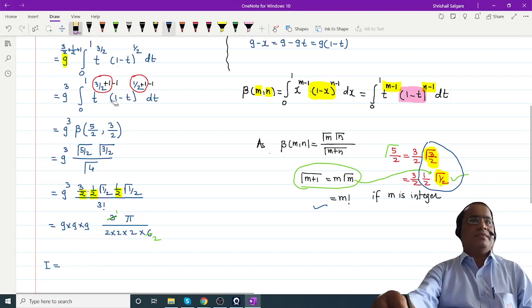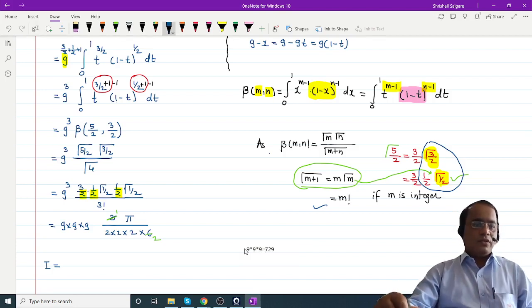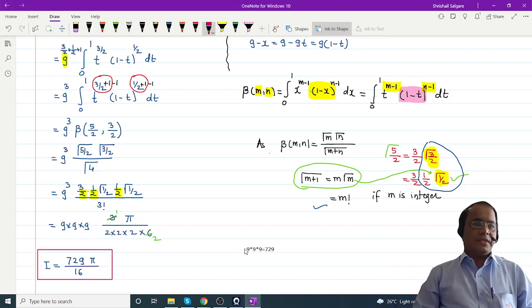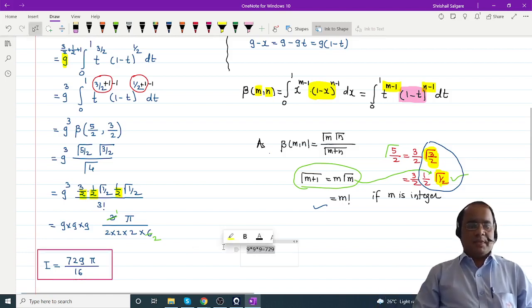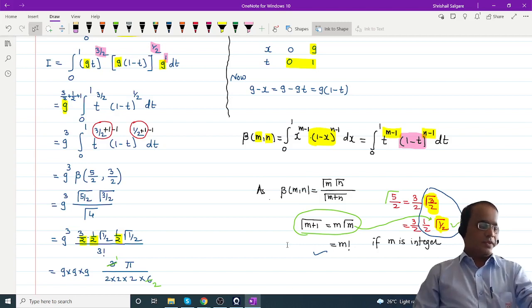What will it come? It is 9 into 9 into 9, that is the numerator, 729 into pi divided by 729 divided by 16, yes? At least say yes or no, whatever calculations I'm doing. Yes, that is the first answer. So the integral is given by this; this part I will remove. Any doubt how to use the substitution, is that clear? If so, I will continue with the next one.